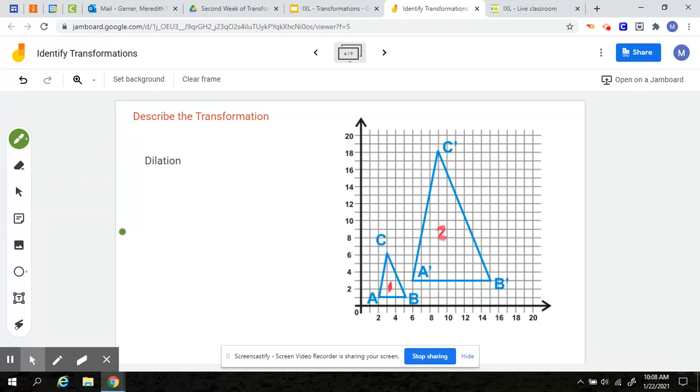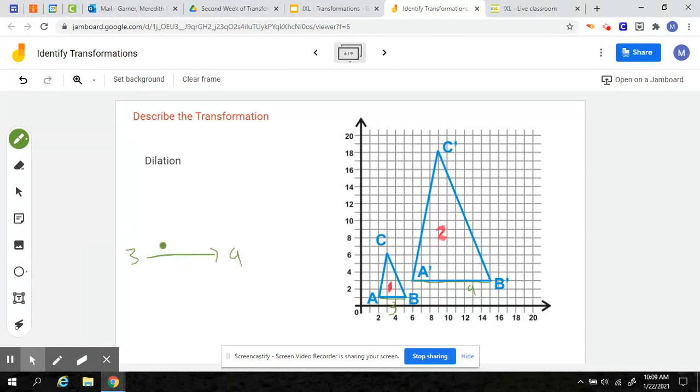I'm going to pick a single side and count the units. So in this case, I'm going to pick A to B. I don't want to pick the other two sides because see how they're going diagonally through the boxes? I won't be able to count those. So A to B, I can count as 1, 2, 3 units on the smaller shape, and 1, 2, 3, 4, 5, 6, 7, 8, 9 units on the bigger shape. So my side length went from 3 to 9.